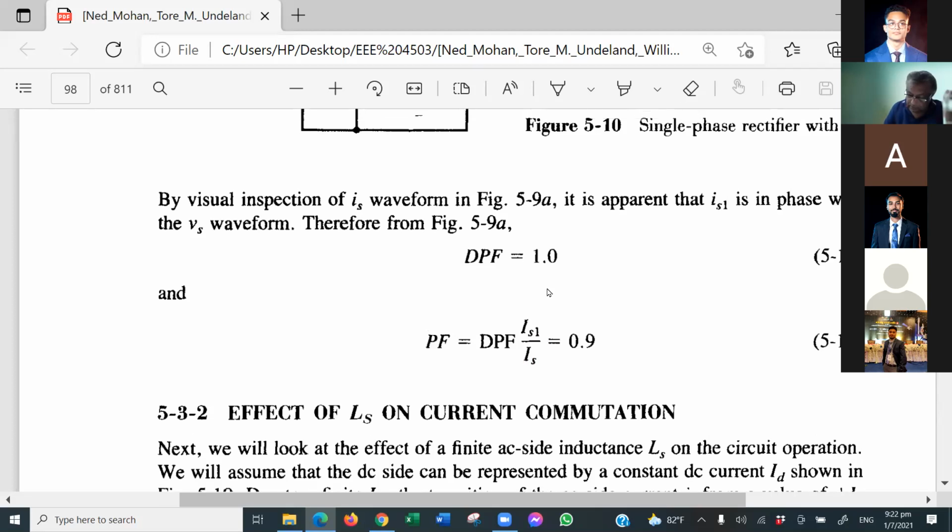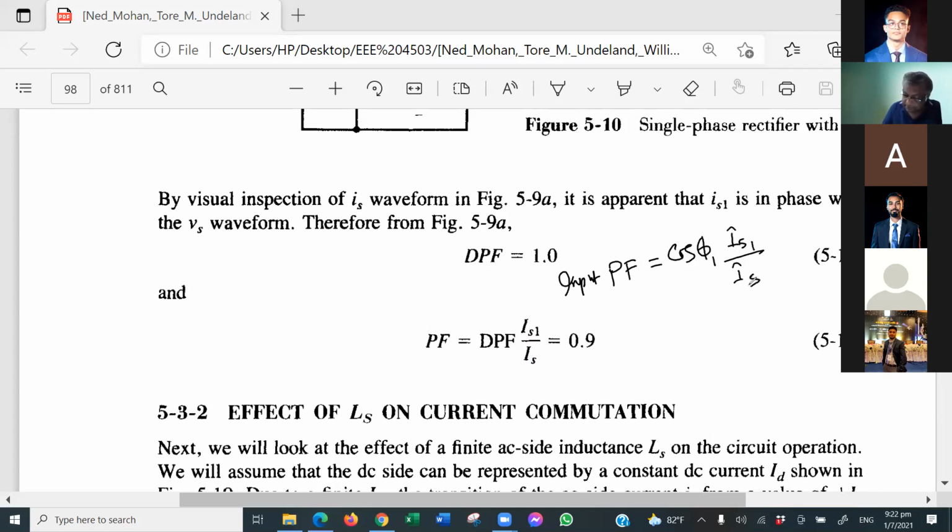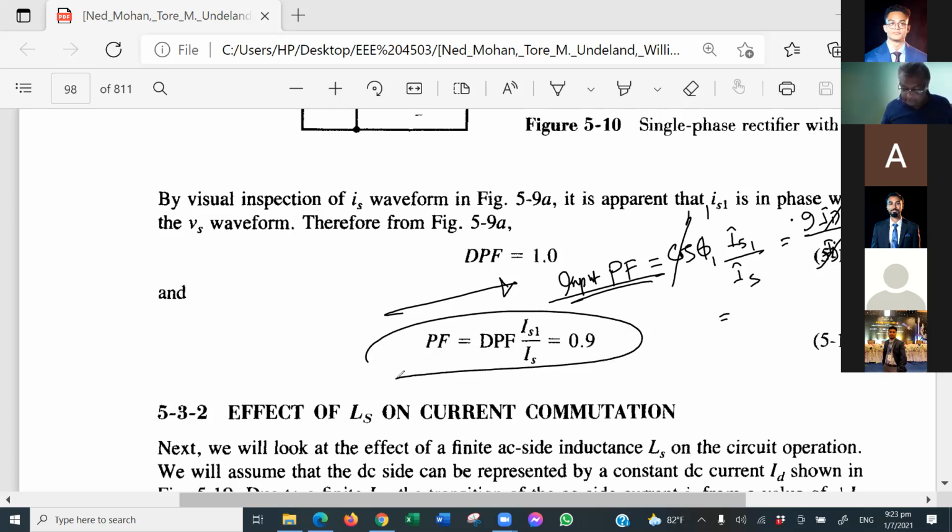We already calculated it, yes. But how do they get the input power factor? They're saying that this one is IS1 by IS, right? Is it not? Yes. And then they're putting here 0.9 ID and ID. This side they can't cancel, but it must have some logic. There must be some logic. I'll tell you later, I don't want to waste time, but it is this one.